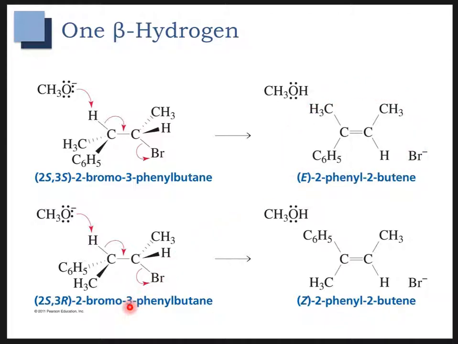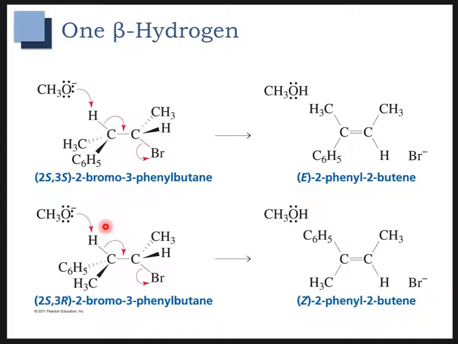In the bottom situation, all that's changed is the position of the methyl group and the benzene ring. They've changed positions, and now they're also going to change positions in the product, and we actually have the Z isomer. It doesn't matter that one is sterically less hindered than the other, because there's only one beta hydrogen, so there's only one way for this E2 reaction to proceed.